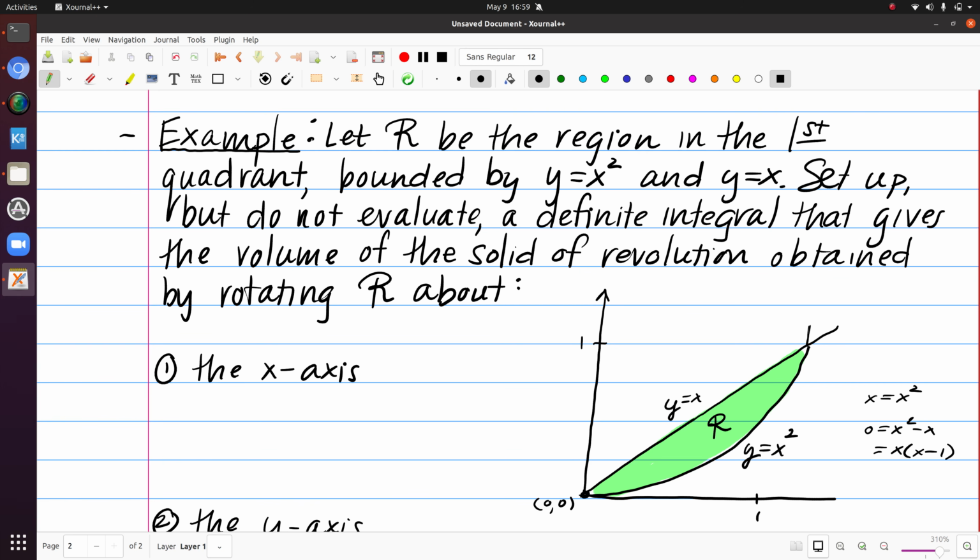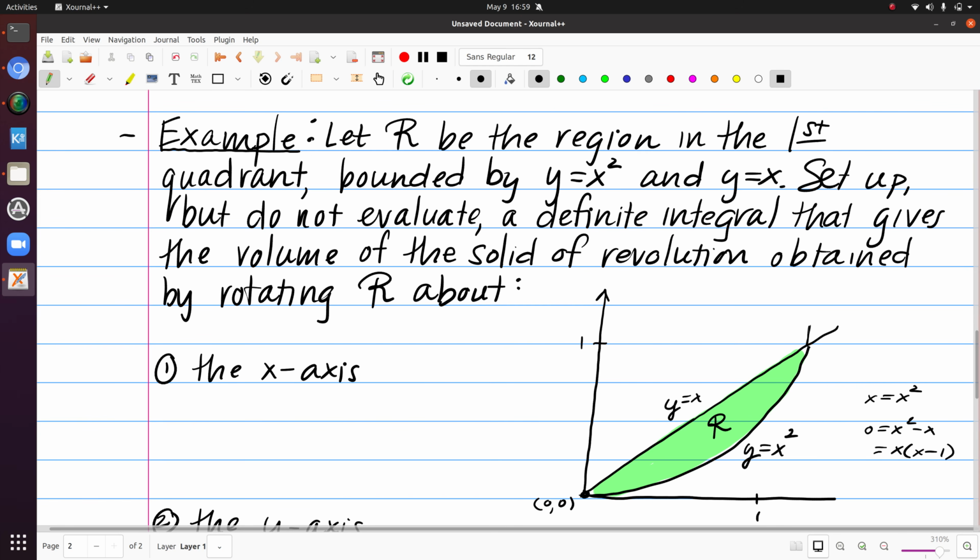That's the first thing I'm going to think of. So when I have axis of rotation, the x-axis, it's a horizontal axis. I'm going to integrate with respect to x. So right away, I can put in the bounds on x and just keep in mind that that's going to involve an integral with respect to x.